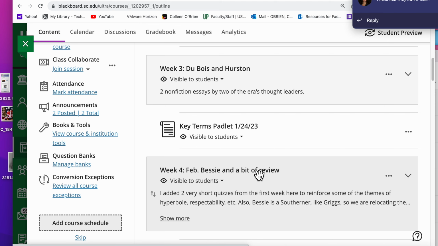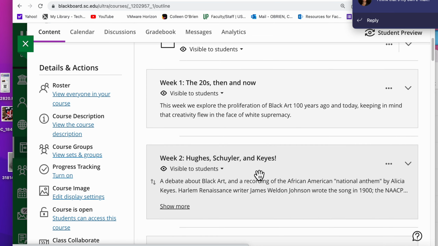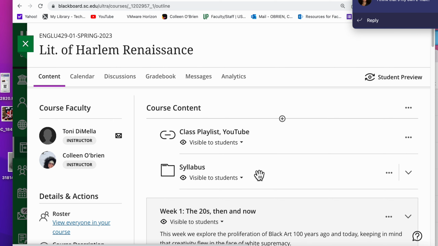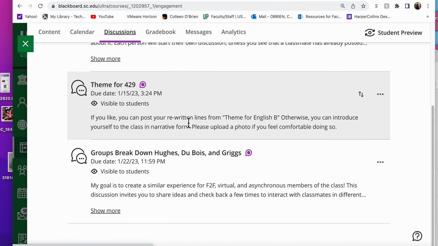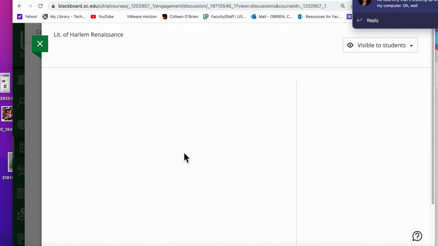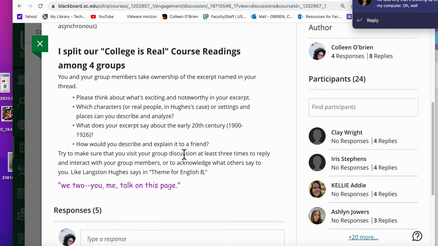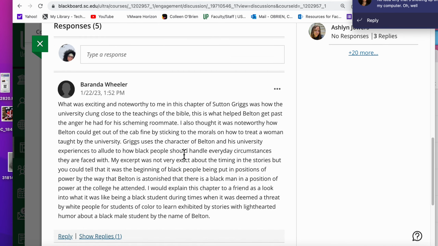Or if Langston Hughes met, well, he actually did meet Bessie. He met a lot of people. Alicia Keys isn't really a good example, but you'll see this a little bit more when I create the new discussion, and I require you to work in the discussion and do a truly amazing job, as is the case from our group breakdown on Du Bois, Griggs, and Hughes.